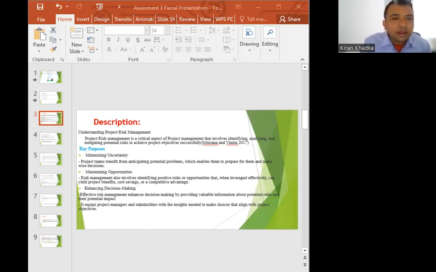Enhancing decision making. Effective risk management provides valuable insight into potential risks and their potential impacts. This information equips project managers and stakeholders with the knowledge needed to make choices that align with project objectives, ensuring resources are allocated optimally, timelines are adjusted when necessary, and the project remains on track to reach its goal. In essence, risk management is a navigational tool that helps steer a project toward its desired destination while minimizing surprises and maximizing opportunities along the way.